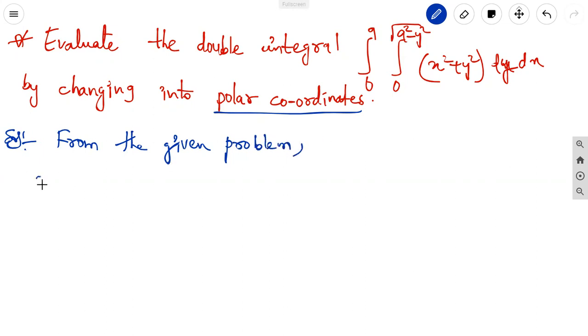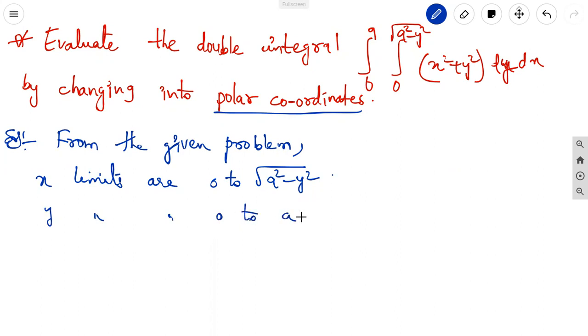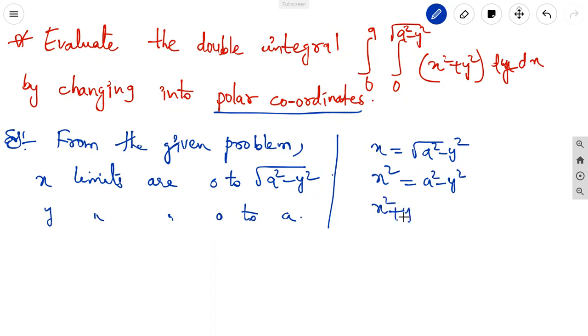the x limits are 0 to under root of a square minus y square. Y limits are 0 to a. Okay. But in this, x equal to the upper limit, x equal to under root of a square minus y square, means squaring on both sides, x square equal to a square minus y square, we get x square plus y square equal to a square.